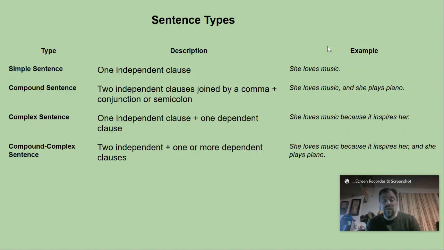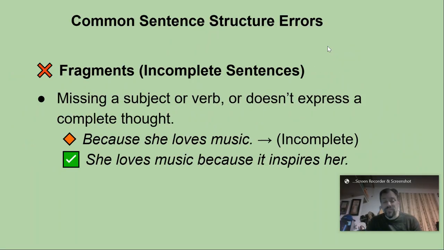Then a compound complex sentence has two independents and one or more dependent clauses. So, "She loves music because it inspires her, and she plays piano." "She loves music" is our independent, "because it inspires her" is our dependent, and "she plays piano" would be the other independent. So you see, there's a lot to the different types of sentences, but when you're looking for grammar and what the error is in the ACT test, you want to have a basic understanding of what that looks like.